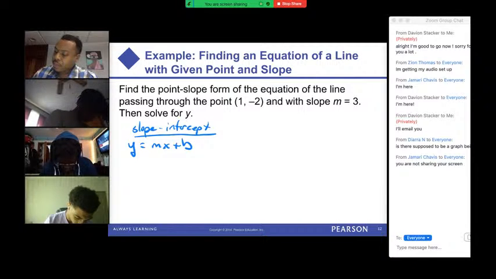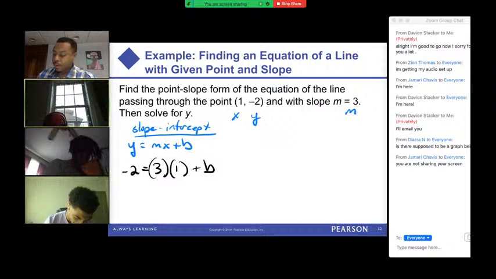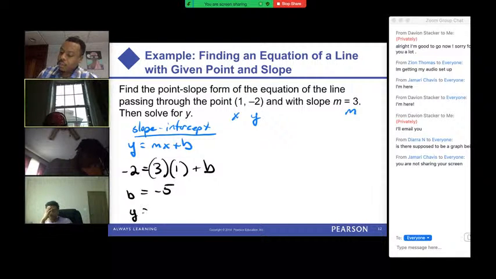I'm going to let 1 be my x, negative 2 is going to be my y, and we see here the slope is 3. If we plug those into the slope intercept form, y is negative 2 equals, the slope is 3, our x is 1, and b is the only thing we don't know, so we need to solve for b. We subtract, and ultimately we get b equals negative 5. Now if we plug in our slope and our b, y equals 3x minus 5.